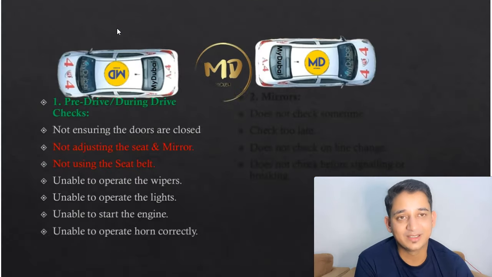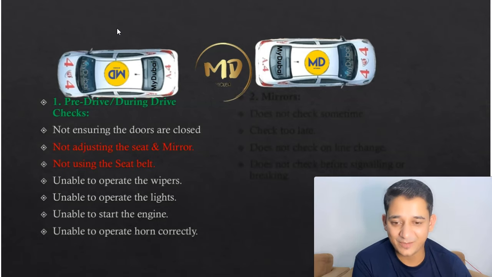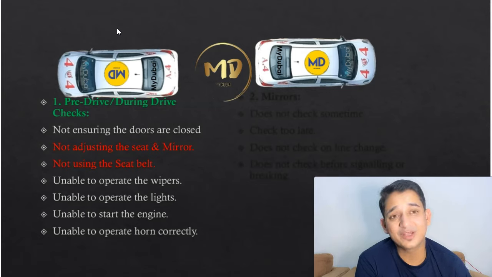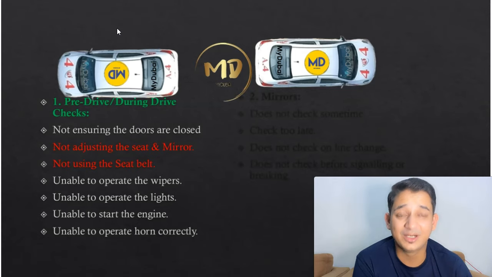Driving check. Once you sit in the car, you need to make sure that you adjust your seat and mirror, and that you wear the seat belt, as well as make sure whoever is sitting with you, including the examiner, or any other student sitting in the back seat, is wearing the seat belt.